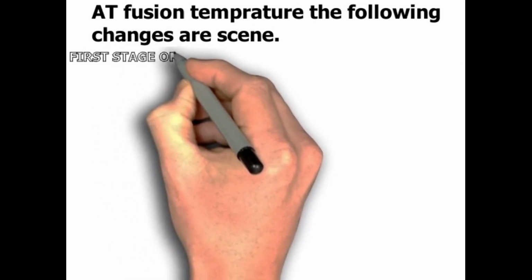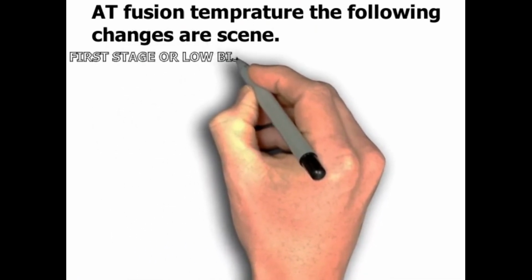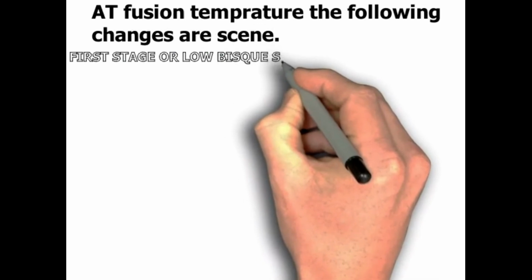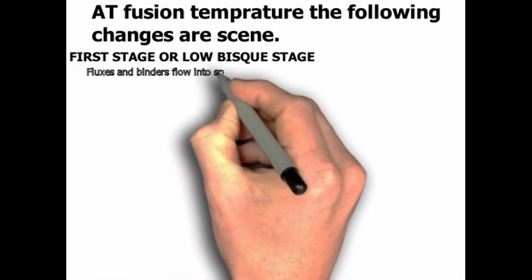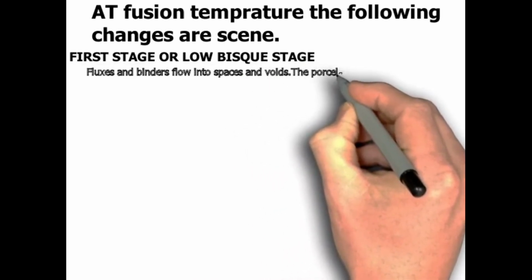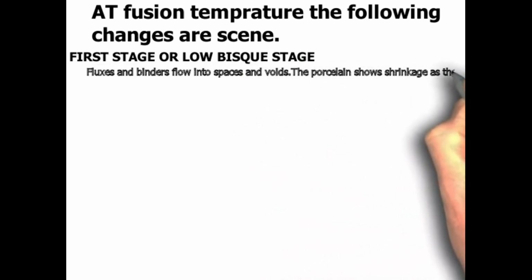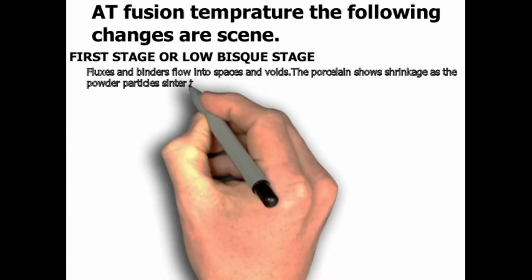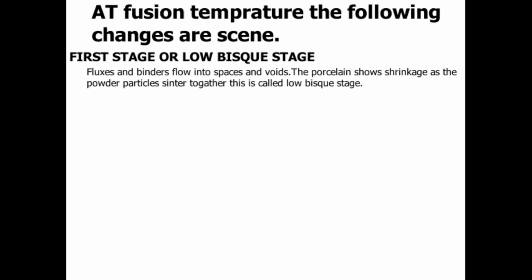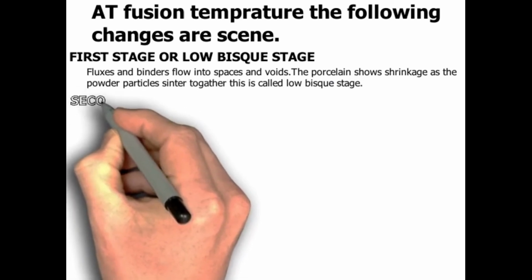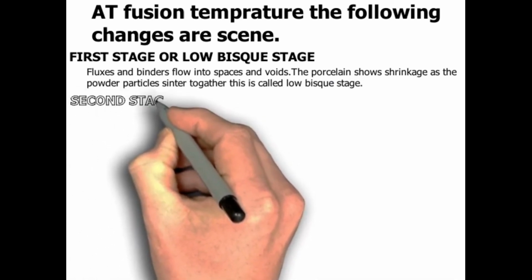At fusion temperature, the following changes are seen. First stage or low biscuit stage. Flux and binders flow into spaces and voids. The porcelain shows shrinkage as the powder particles sinter together. This is called low biscuit stage.